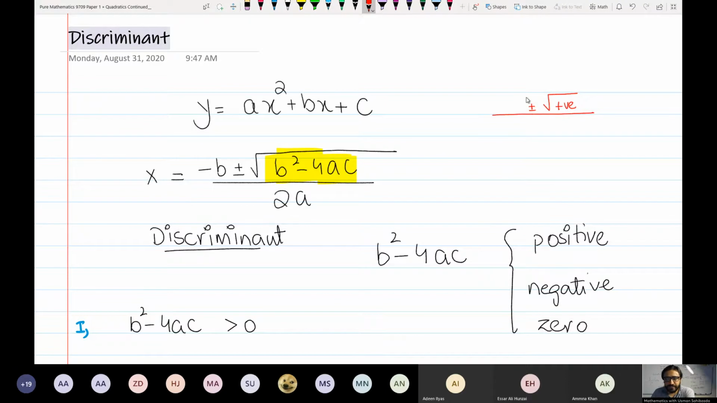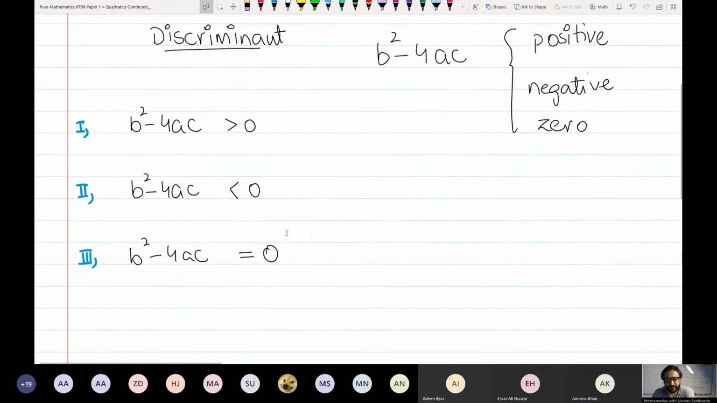There are 2 possibilities. So whatever's on the outside, minus b over 2a, but if the inner part underneath the square root is positive, there will be 2 answers that you would get for an equation, because of plus minus. So b square minus 4ac, when it's greater than 0, it returns 2 solutions or 2 real values of x.